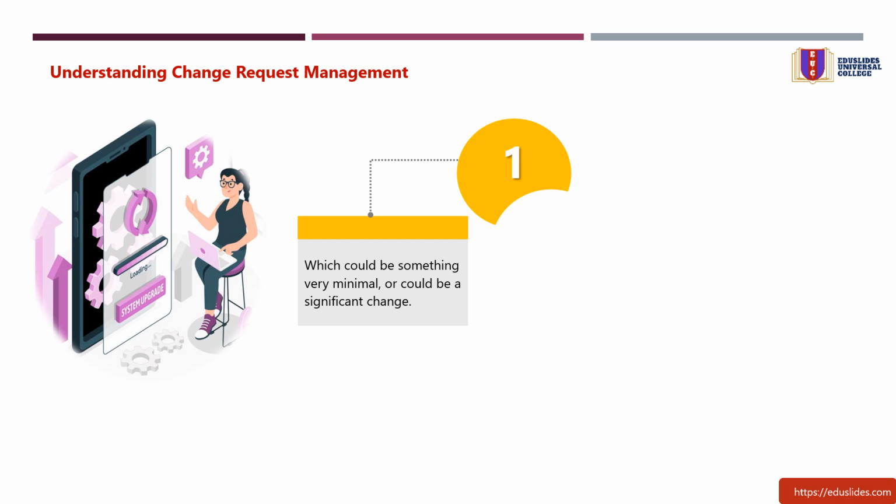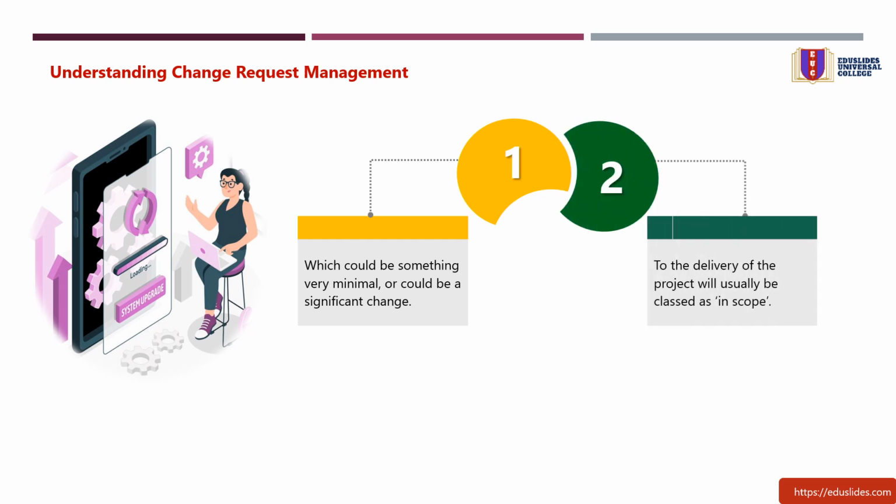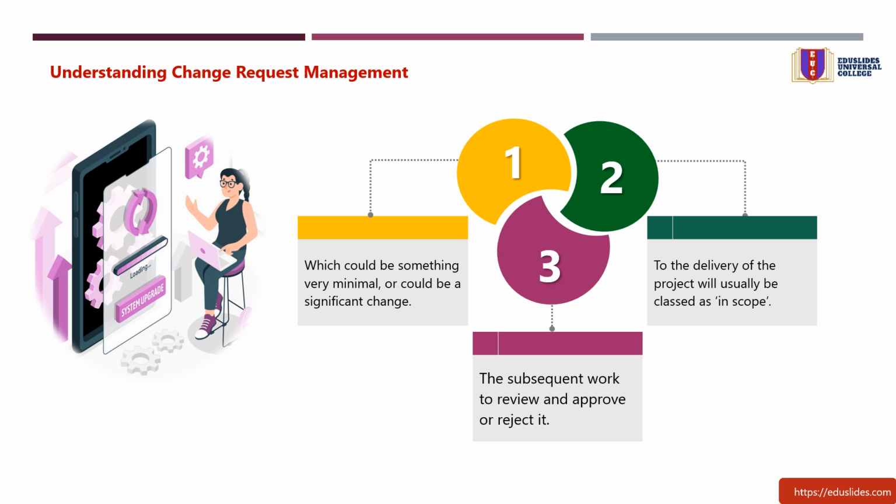Small changes that are not going to cost a lot of money to implement or make a significant impact to the delivery of the project will usually be classed as in scope. Larger changes that will cost considerably more will require more work to review and approve the resources and costs, and therefore are usually out of scope. The process of someone submitting the change management request and the subsequent work to review and approve or reject it, then allocating ownership if it is approved, is referred to as change request management.